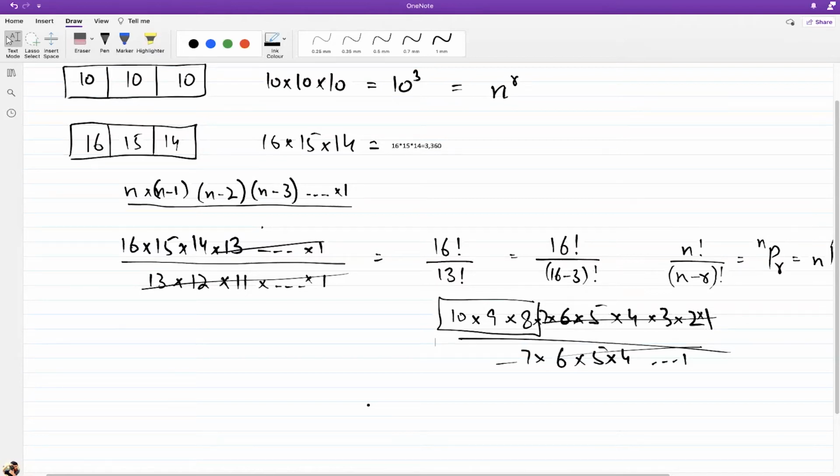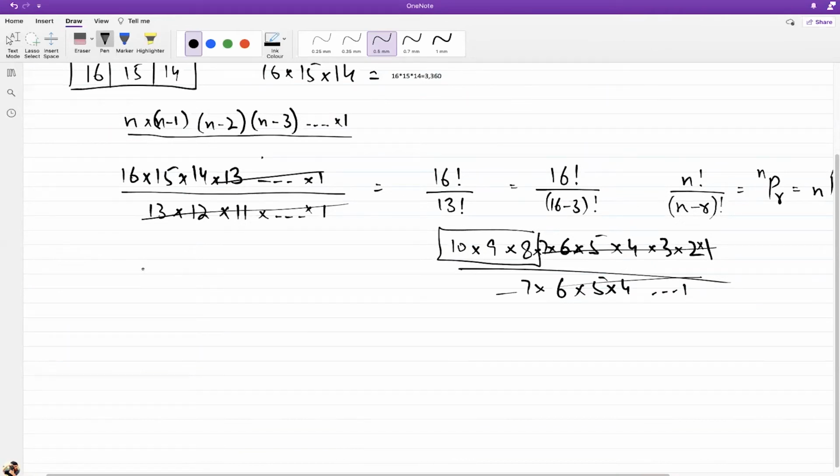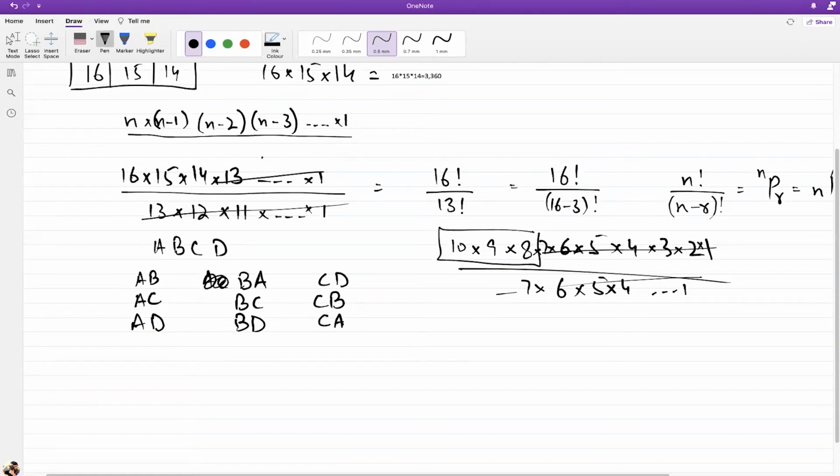So it's like saying, how many ways are there of picking 2 letters out of 4: A, B, C, D? Choosing 2 would be AB, or AC, or AD. That's one option. We could have BA, BC, or BD, or we could also have CD, or CB, or CA. And then obviously there'll be DA, or DB, or DC.